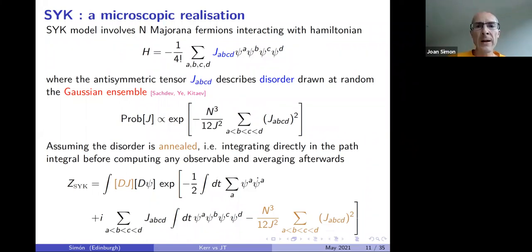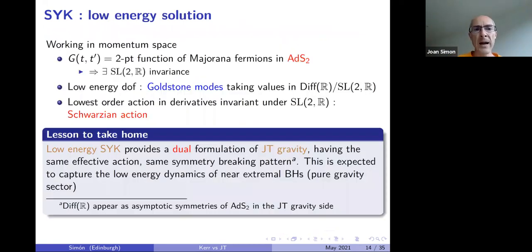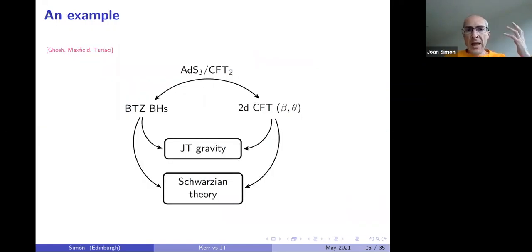So there is a new duality, if you want to. And here I just had some brief derivation for this. But yeah, the lesson to take home is that there is a microscopic model, and the low energy limit of this so-called SYK model provides a dual formulation of JT gravity. Now, what I also want to convey is that we want to believe that this Goldstone, this symmetry breaking pattern is always true in near-extremal physics. And so I'm going to be asking what happens for near-extremal Kerr in particular.